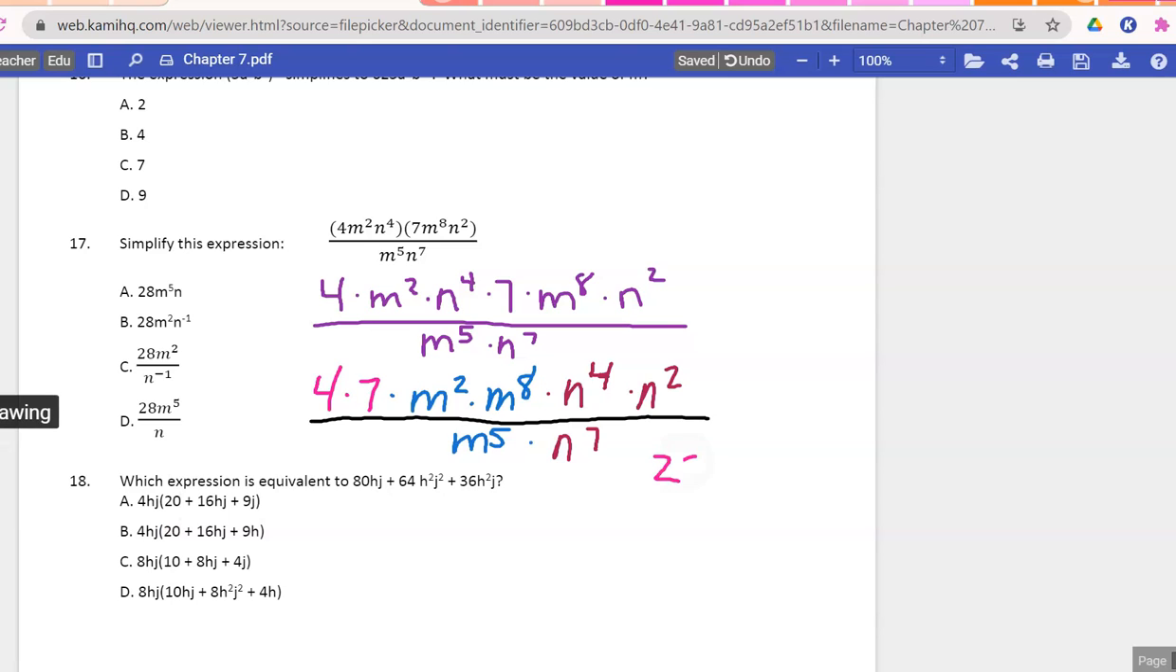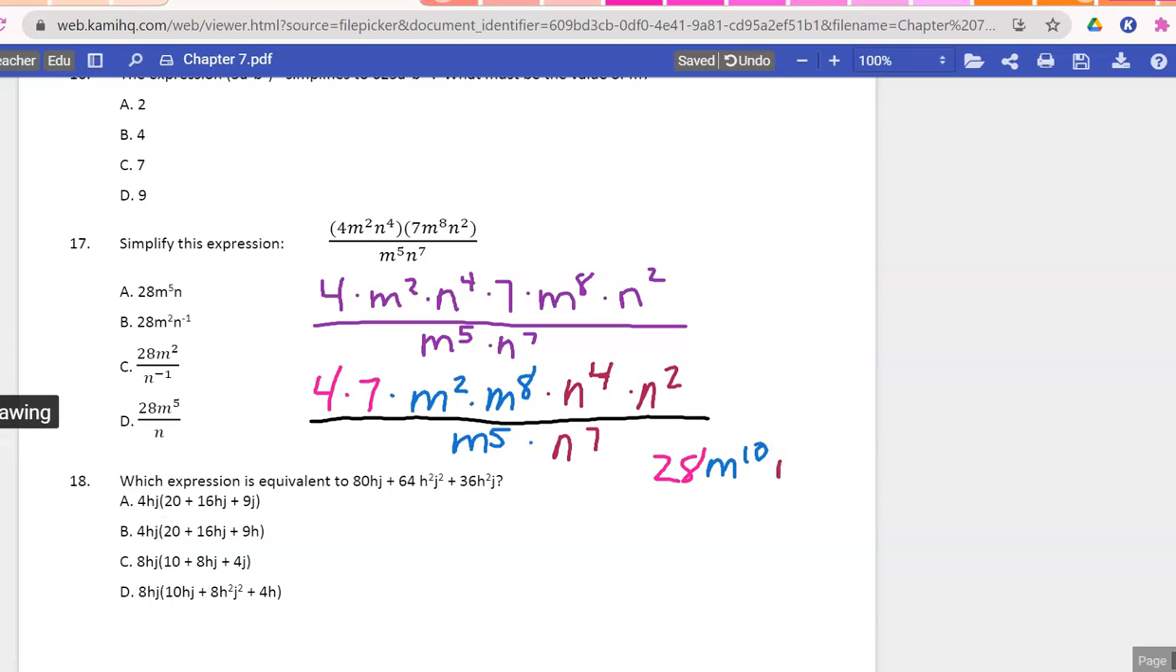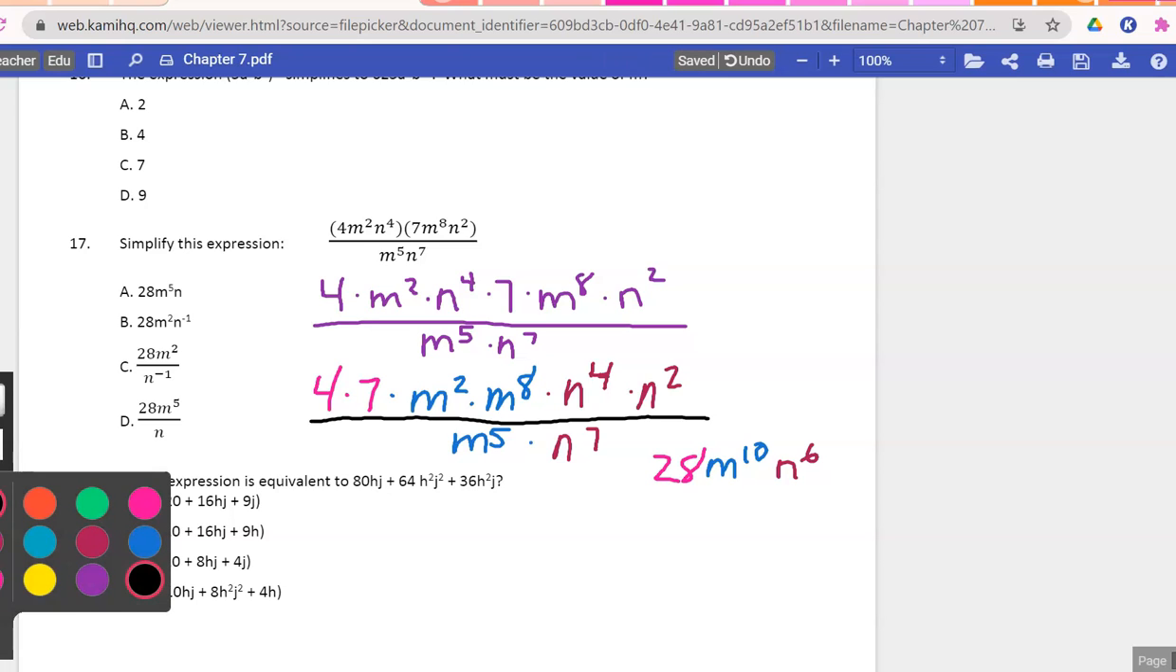gives you 28. I'm coming over here since I'm running out of space. M to the 2nd times m to the 8th. Remember, you're going to add your exponents together, and you get m to the 10th. N to the 4th times n to the 2nd. Again, add your exponents. You get n to the 6th. Still dividing. Don't lose the things you have on the bottom. You have m to the 5th and n to the 7th.